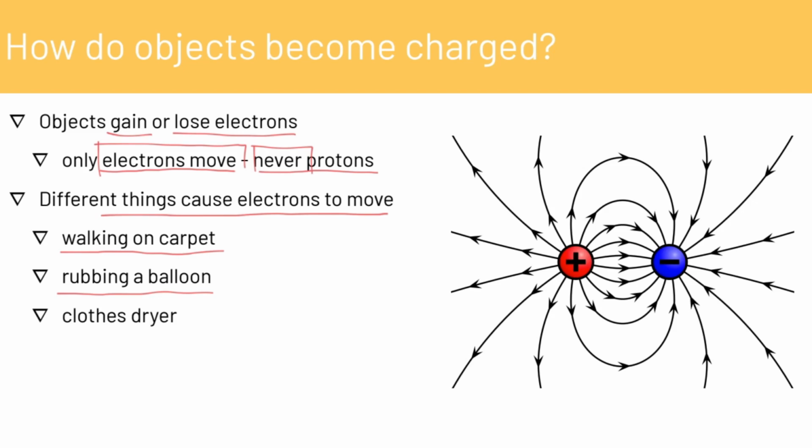Another example is a clothes dryer. You will often run into a situation where you have static cling, where your socks stick together in the dryer. That is another example of electrons moving from one object to another. Your socks are tumbling around inside the dryer and they get stuck together. That is another example of electrons moving and creating a static charge.